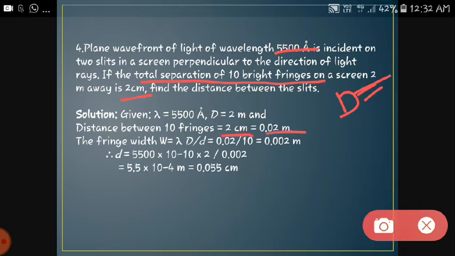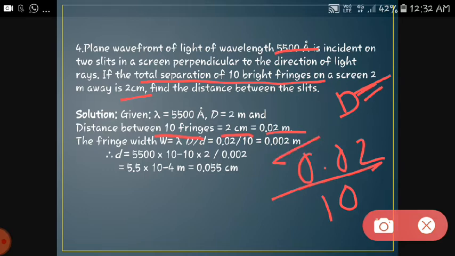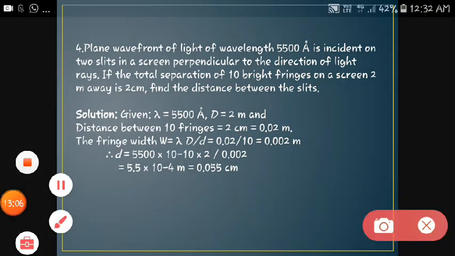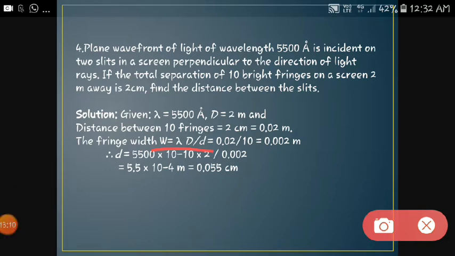So as it is 10 fringes, you have to divide this 0.02 divided by 10. So you are getting 0.002, as it is given for 10 fringes. So by using the formula, this W is equal to lambda D by d, by shuffling all the values, D will come on this side, so it will be lambda D by W.